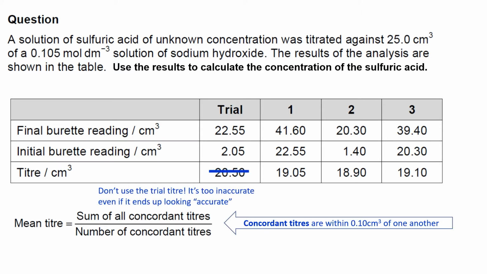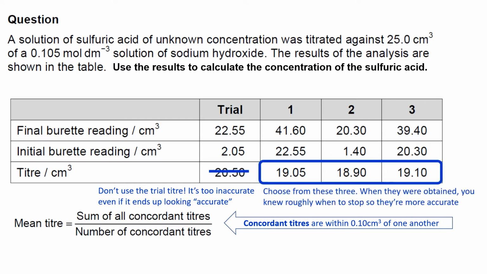So first of all, we don't use the trial titer because it's too inaccurate. Even if it happens to match for concordancy, e.g. within 0.10 centimeter cubed of one of the other titrations, it shouldn't be used because it's not accurate. So the titers that we use are from 1, 2 and 3. So you need to choose which two are within 0.10 centimeters cubed of one another. So you should not be averaging these by adding up and dividing by 3, but choosing the two that are closest according to the concordancy criteria in the little arrow.